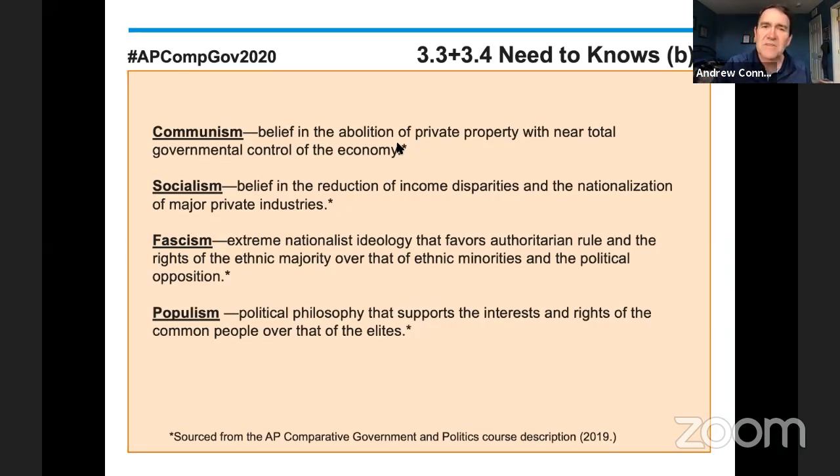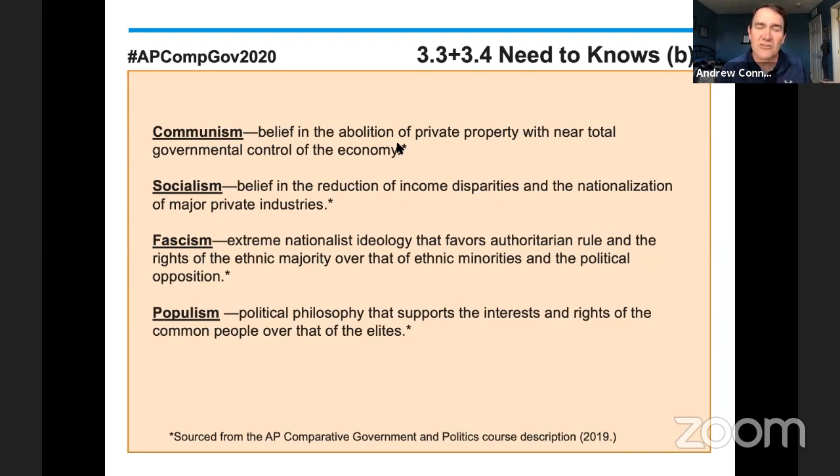So communism is the belief in abolishing private property, with the government in near total control of economic decisions. Socialism is the belief in reducing income disparities, with the government taking over more industries, maybe not all the industries, but more of the industries in what we call nationalization, where the state or the government is more in control of those economic decisions and those industries.